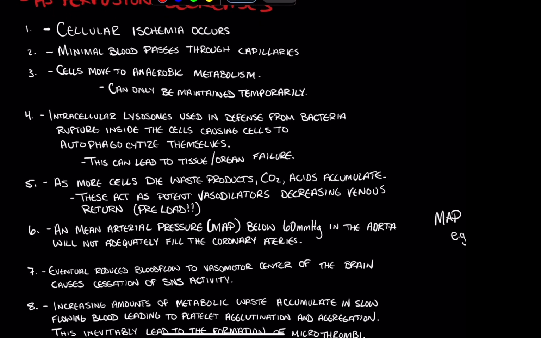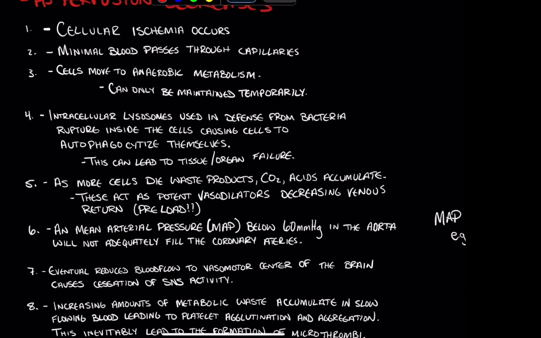And again, our cells are going to move to anaerobic metabolism. This is going to be something that's only maintained temporarily as we kind of increase those lactic acid and metabolic waste products that circulate. We'll end up having cells that are autophagocytizing themselves with those lysosomes that are breaking down inside of them.